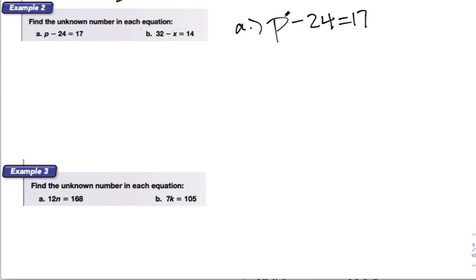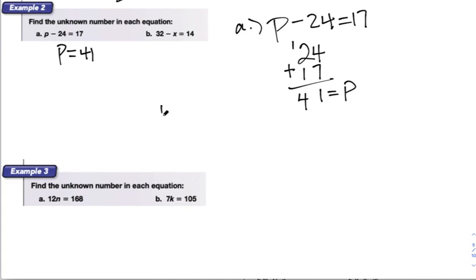Well, hopefully you recognize that the opposite of subtraction is addition. So if I were to add those two numbers, I would get that big number from which I'd subtract the 24 to get 17. So let's add them together. 7 and 4 is 11. And then I get 41. This tells me that p is equal to 41. And I'm going to just write it like that.